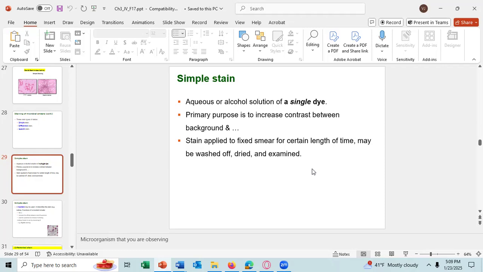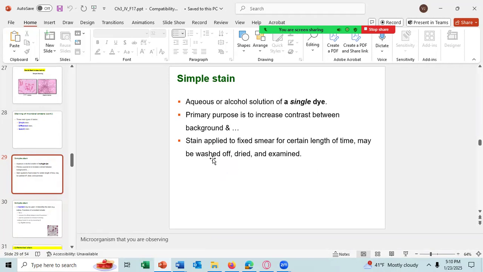Oh, excuse me. You don't heat fix after you stain. You heat fix before you stain. Sorry. The dye may be washed off. It's not always. The slide may be allowed to dry, and then it would be examined. You may have a washing step. Well, it's right there. Never mind. Not thinking well today.